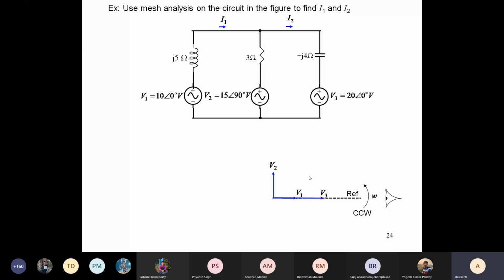I have just represented V1 and V3 in the phasor diagram. So we should only follow the phase angle in this AC circuit. Phase angle is very important. Without phase, it is meaningless actually. Okay, it may be 0 degree, but it has a meaning. Okay, sir.